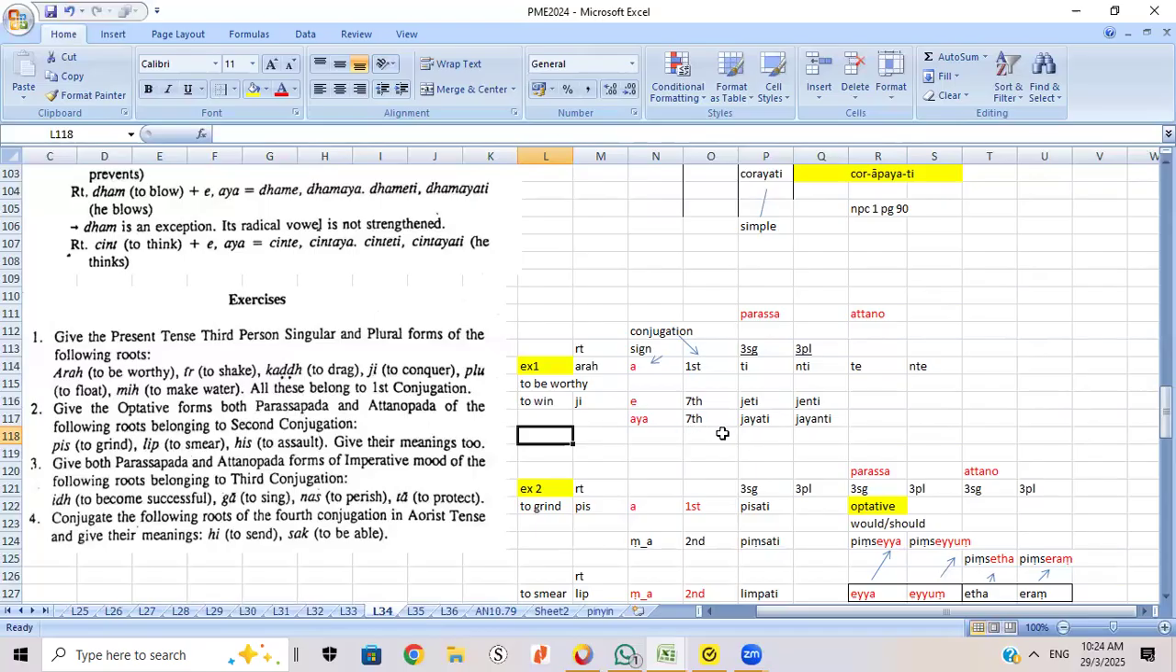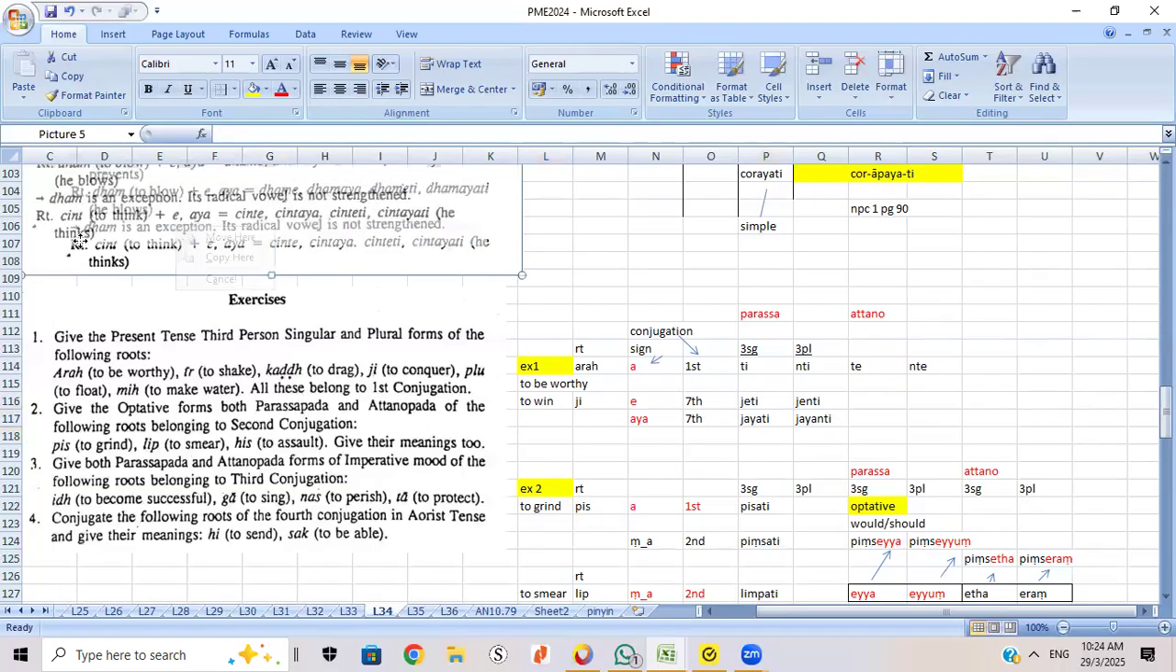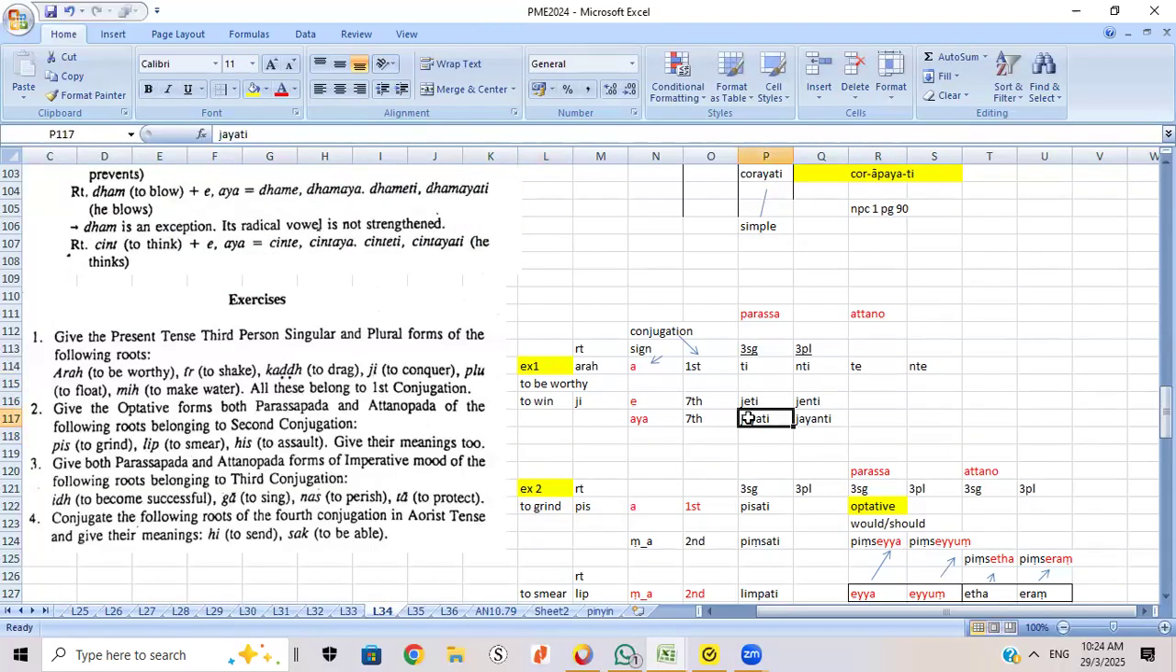Another form is plus aya. Can you see this is aya? Okay, aya. So it becomes jayati and jayanti. Follow these two. The rest you can go and try yourself. I cannot do all for you, otherwise you don't do your homework. So here I put it in this way so that you can understand.